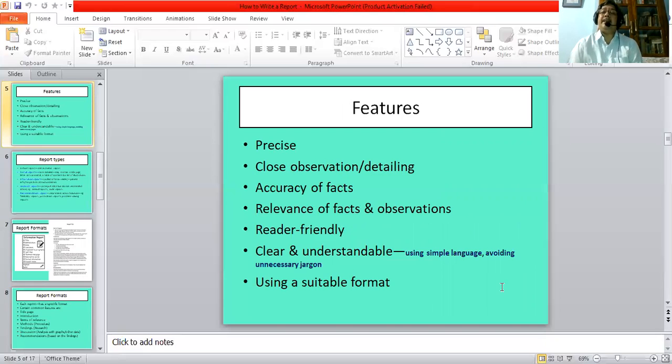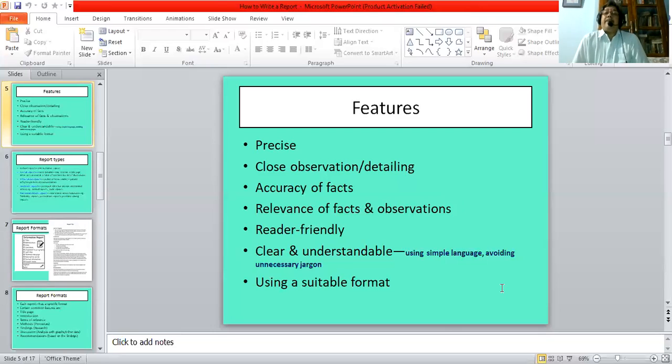Now, reports basically are precise, accurate. They are based upon observation and detailing, and they have to be also reader friendly. Now, certain reports, as I have mentioned, in the workplace or in the professional context, especially the formal reports, which are long reports like progress reports or the feasibility studies or information reports or the reports based on problems, they are usually directed towards a person in higher authority as their reader. So they have a specialized reader, you might say. But still, they have to be organized in a way that it is reader friendly.